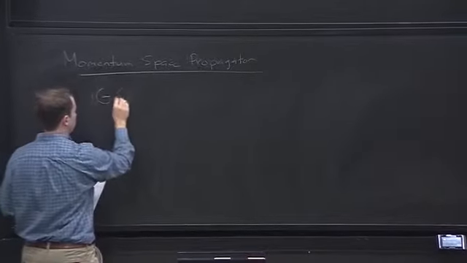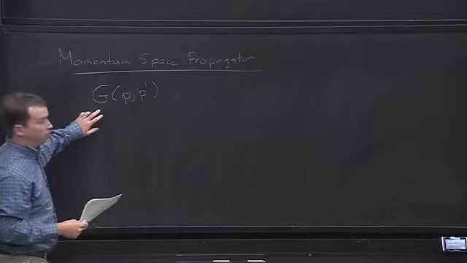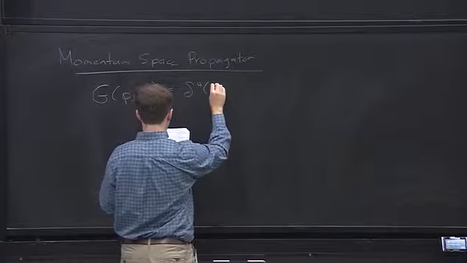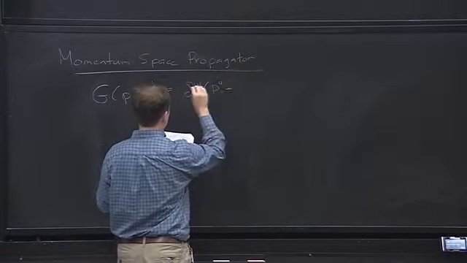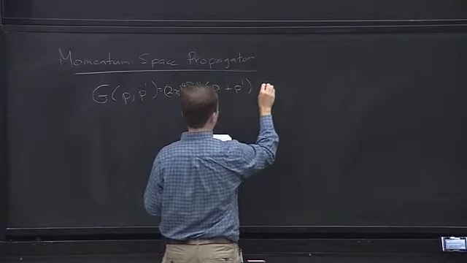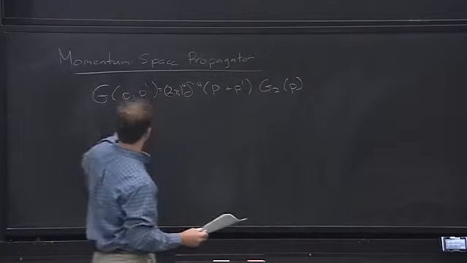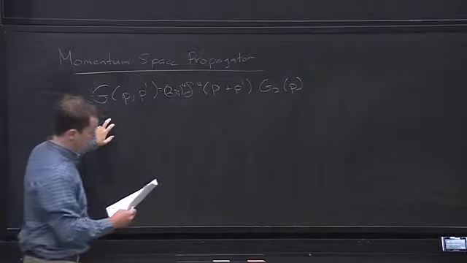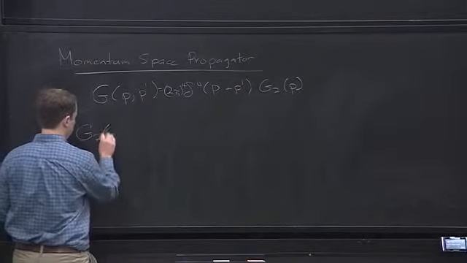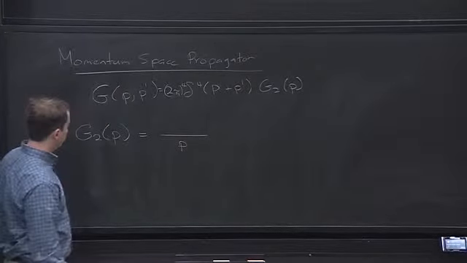So consider G of p and p prime. This will always be proportional to a momentum-conserving delta function. So we'll just write down an expression for G where we've already imposed that p and p prime are equal and opposite. So we can draw the diagrams for G2 of p. And at leading order, we just have the Feynman propagator.